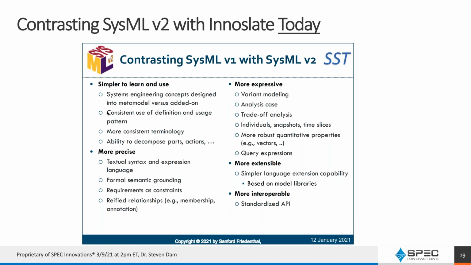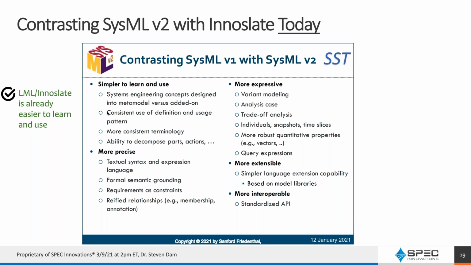So systems engineering concepts, design and meta model versus add-on, consistent use of definition and usage pattern, more consistent terminology, ability to decompose parts and actions, things like that, of course. Yes, we do all that already today in LML and Innoslate. Particularly decomposition, every object can be decomposed. So however you want to do decomposition, it's fine. Every object is designed for that purpose. We have a consistent terminology. It's well defined in the standard of LML, and it's implemented and well documented in Innoslate and its user guides. Again, consistent definition and usage all the way through.